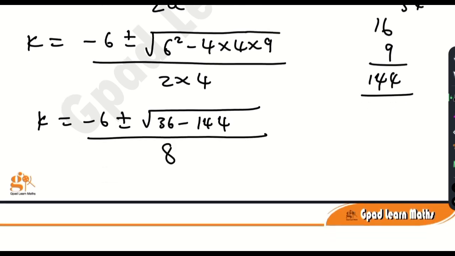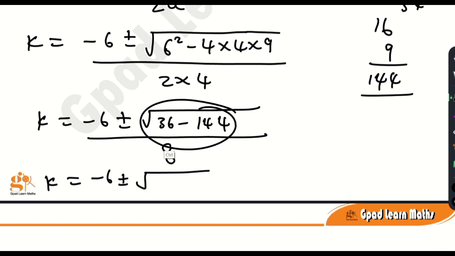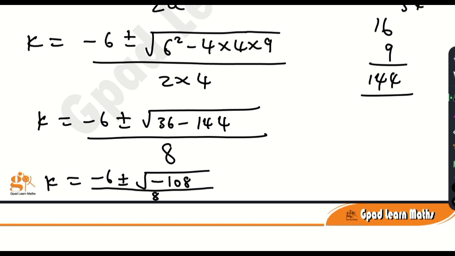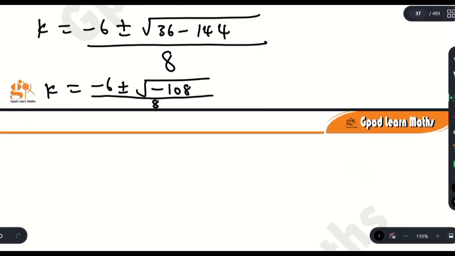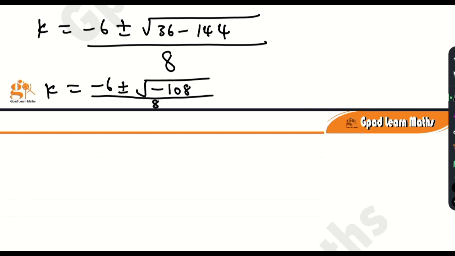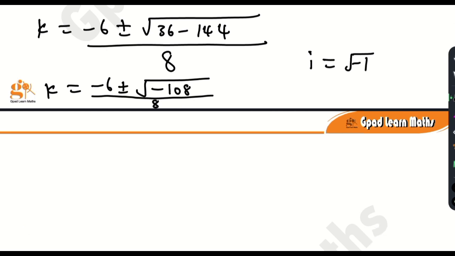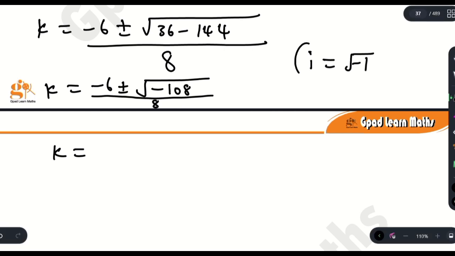Okay, now I'm going to have k, which is equal to minus 6 plus or minus the square root of, what is 36 minus 144? That will be what? Minus 108, all divided by what? By 8. As you can see, we have a complex number here. The square root of a negative number will give us a complex result. Do you know that i is an imaginary unit of a complex number, which is equal to the square root of what? Negative 1. So I can rewrite minus 108 as negative 1 times 108 because I want to bring in the imaginary unit i.